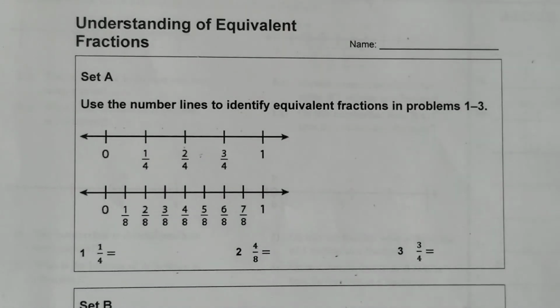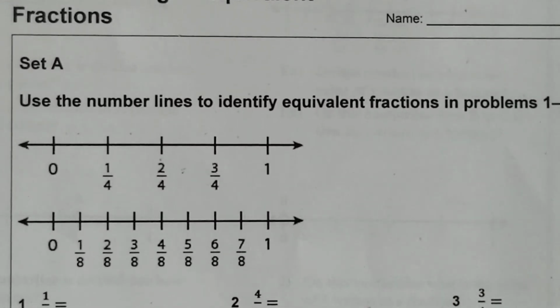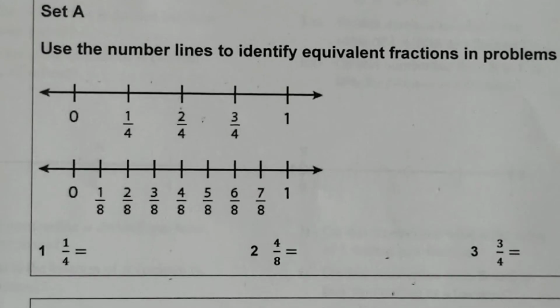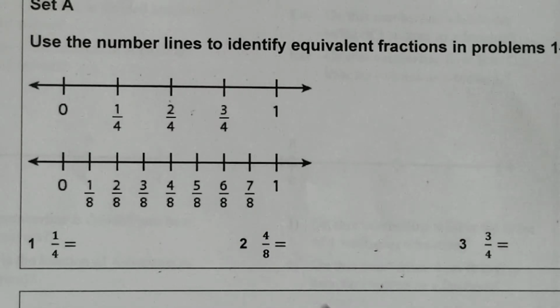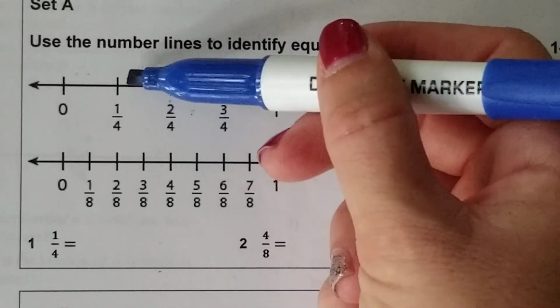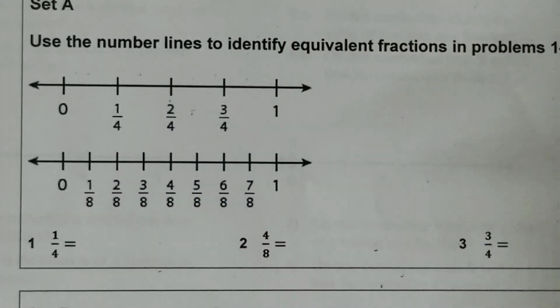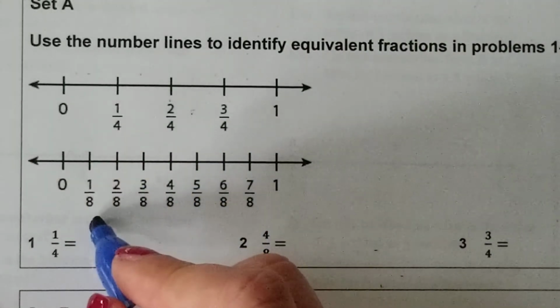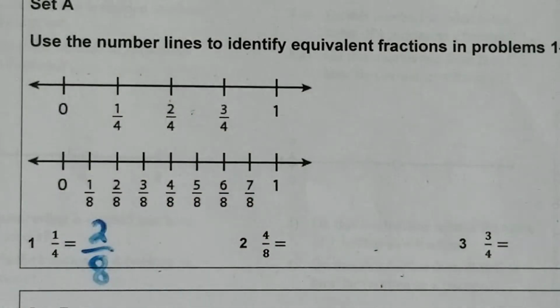Now when we start to talk about equivalent fractions, in this case, they want us to look at where 1/4 is, and how is that equivalent to the number line that's divided into 8 pieces? Well, if we look here, we see that right in line with the 1/4 is the 2 over 8. So 2 of 8 pieces is the same as 1 over 4 pieces, 1 out of 4 pieces.